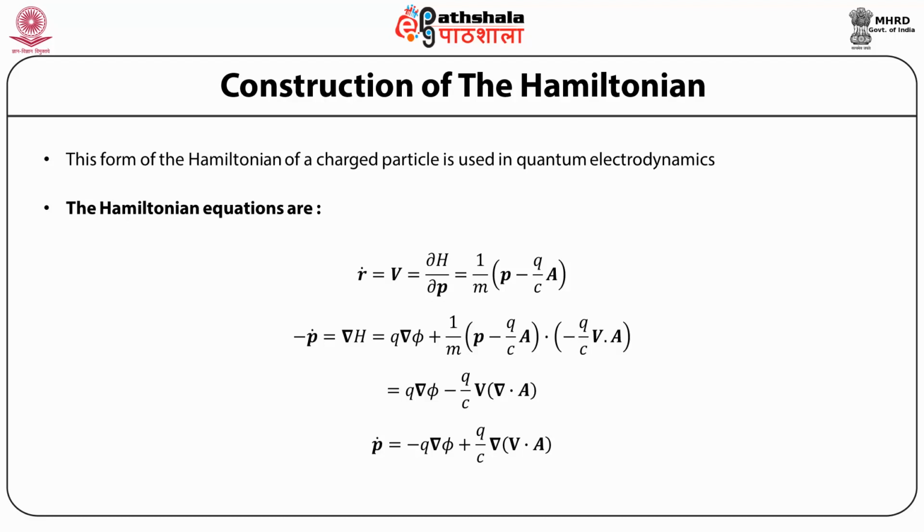So it's the gradient of H, which is equal to q gradient of phi plus 1 by m times p minus q by c A, dotted with minus q by c gradient of v dot A. So we get q gradient of phi minus q by c gradient of v dot A, which then gives p dot is equal to minus q gradient of phi plus q by c gradient of v dot A. So Hamilton's equations are then r dot is equal to 1 by m times p minus q by c A, and the other equation is p dot is equal to minus q gradient of phi plus q by c gradient of v dot A.